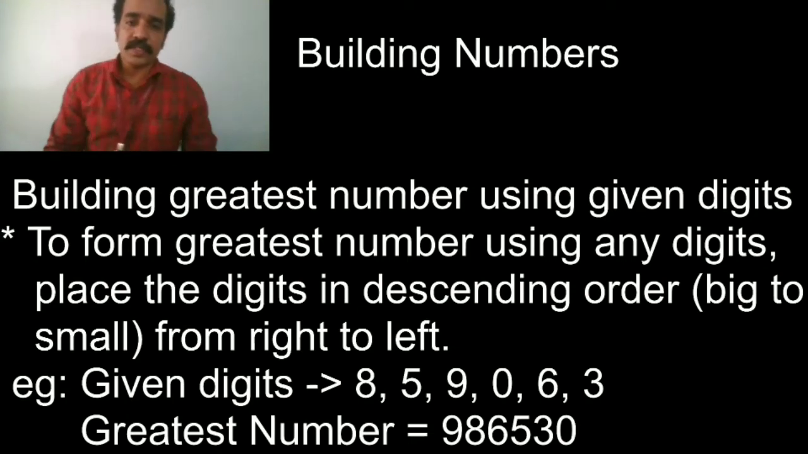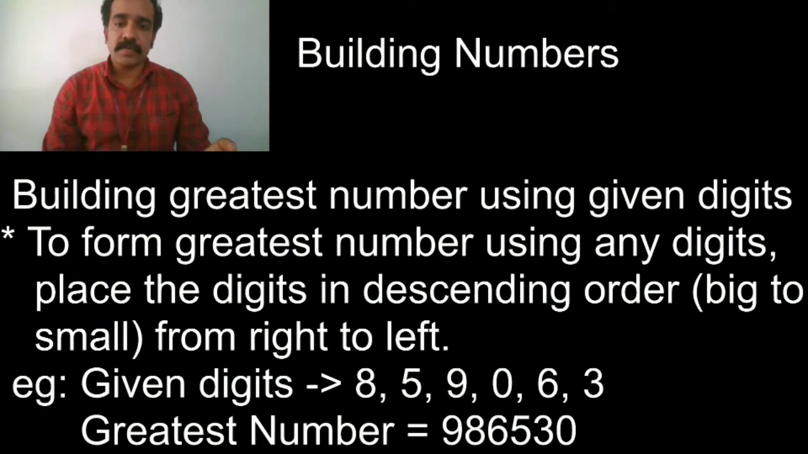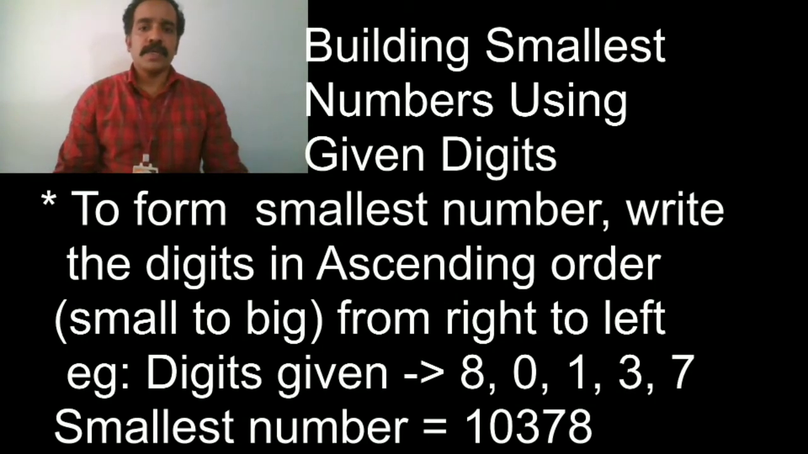So the resulting number is 9,86,530. To form the smallest number, what do we have to do? Write the digits in ascending order. That is small to big, from left to right.